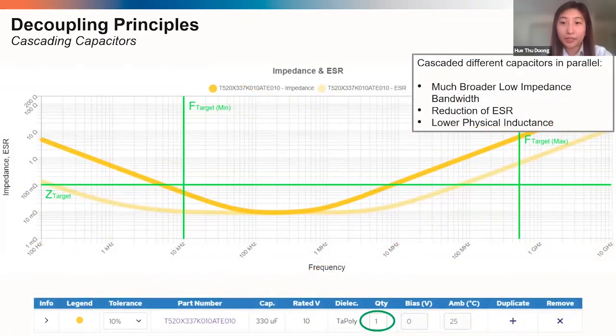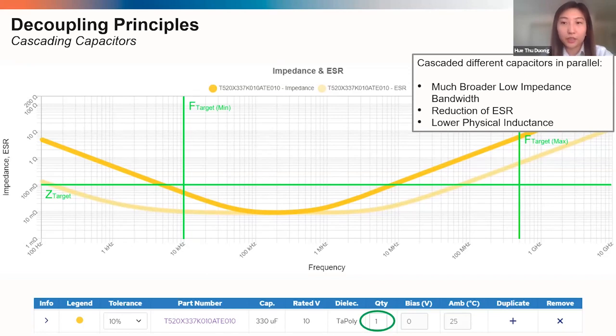In this next example, with the same impedance target and same frequency band of 10 kilohertz to 500 megahertz, we'll try to be more strategic with the capacitors we choose to cascade. So first, we start off with a 330 microfarad tantalum polymer capacitor, and it looks like the impedance at the lower bound is below the target impedance line. So it's right here, which is good, but the impedance at the upper bound is much higher than the target impedance line.